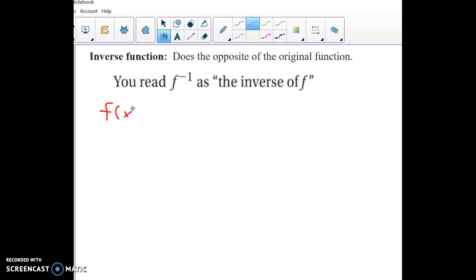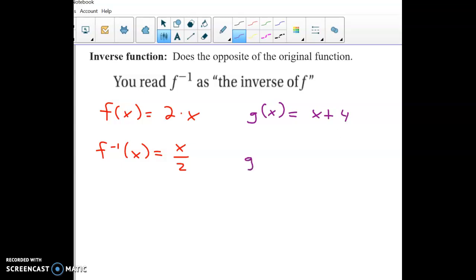If f of x was defined as 2 times x, we would say f minus 1 of x is the inverse of that. You can think in your head, what is the opposite of that? Hopefully you would realize it's dividing the input by 2. Similarly, we can make a new function g of x equal to x plus 4. What do you think g minus 1 of x would be? Hopefully you'd realize it's the opposite of adding 4, so just minus 4.